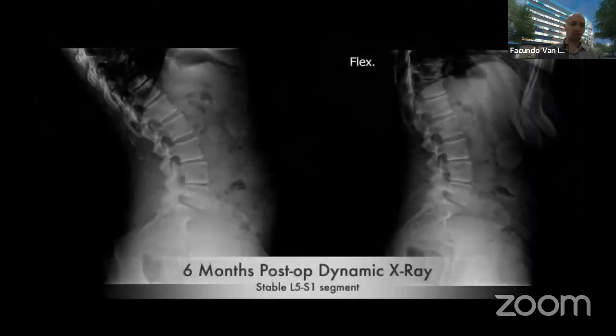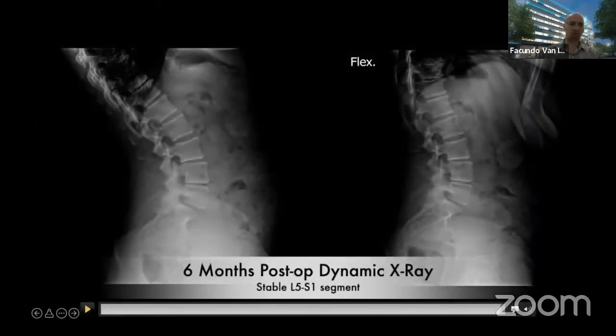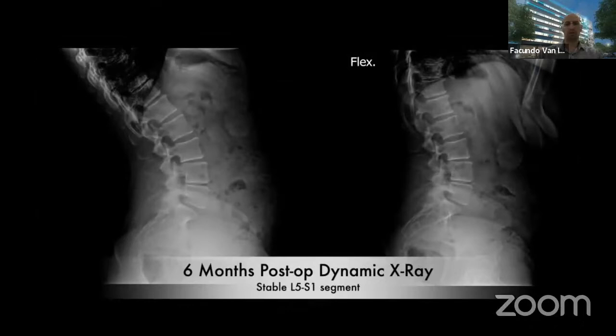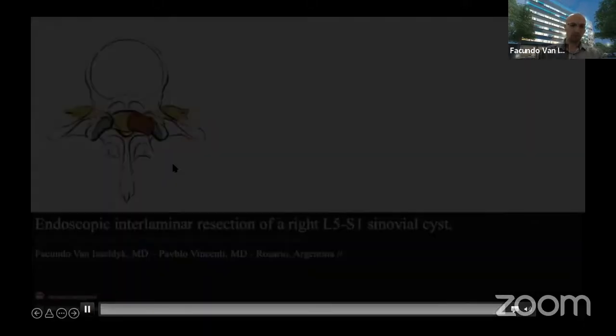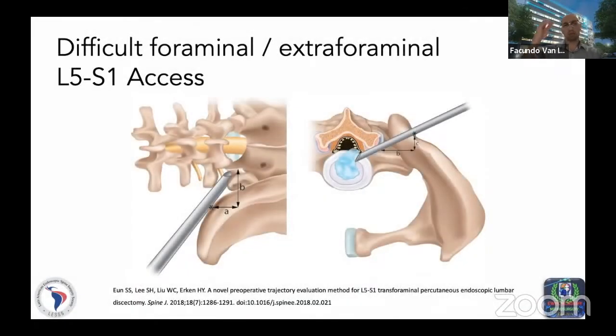Obviously, when you look at the functional dynamic X-ray 6 months postoperative, there's no instability. So what about doing some changes to the extraforaminal and foraminal access to the L5-S1 disc space?